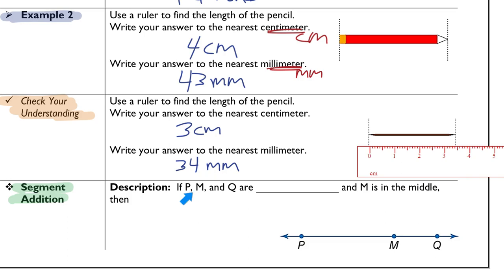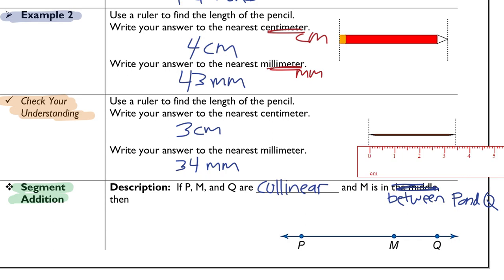So if we have P, M, and Q, and we're going to say they are collinear, on the same line. Collinear, again, is a term we learned yesterday or in the other lesson, which means on the same line. And we're going to say M is not in the middle. We're going to say in between P and Q.